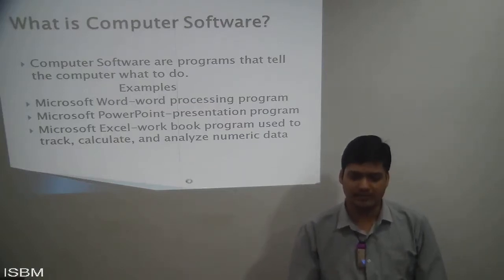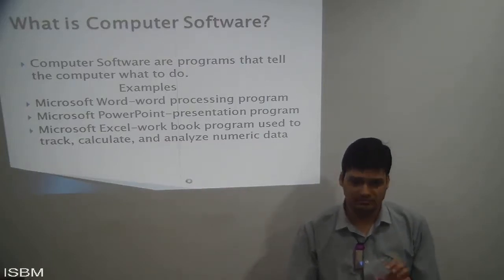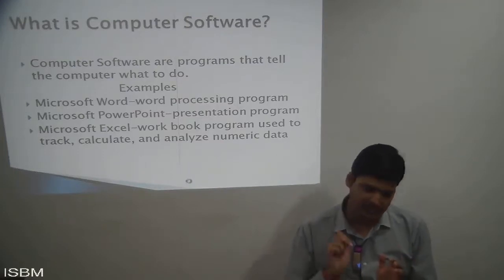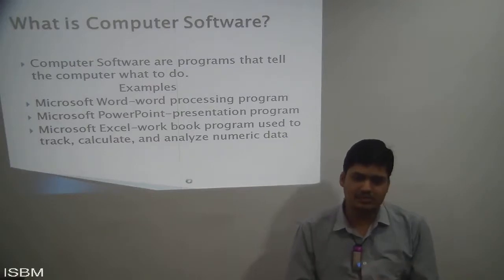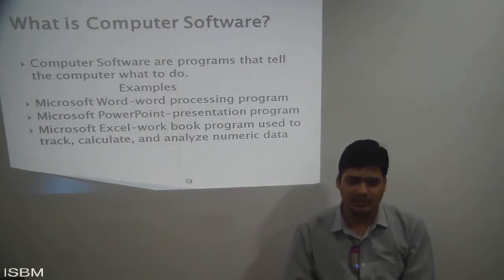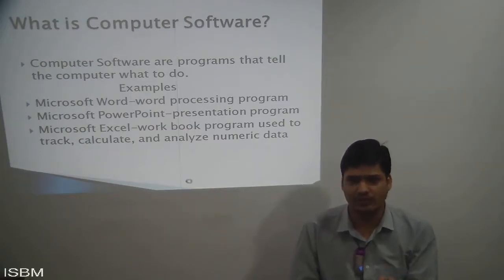Computer software are programs that tell the computer what to do and what not to do. Just like I have given an example, when we give a command, it will process and show you the results. Just the same, a computer program will do. Software gives the instructions to the system to follow.